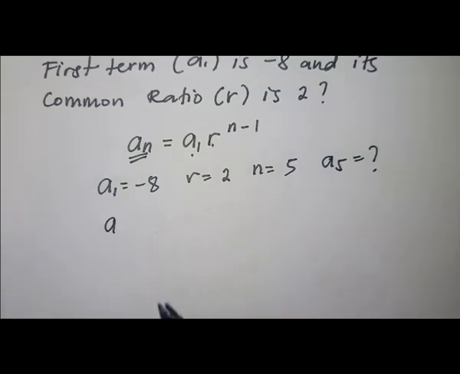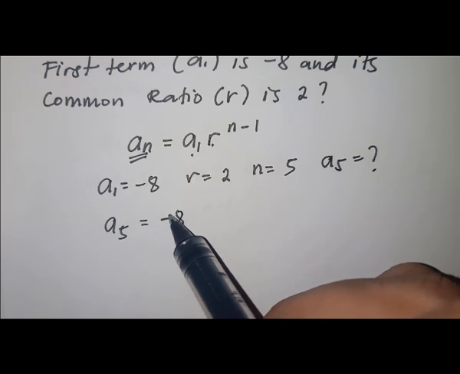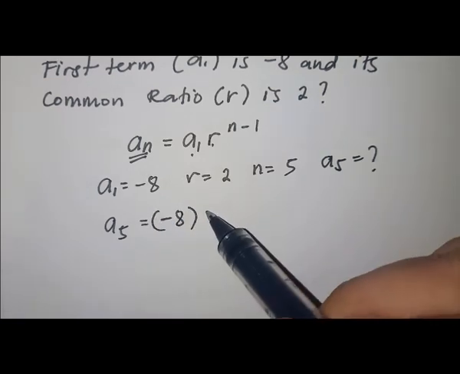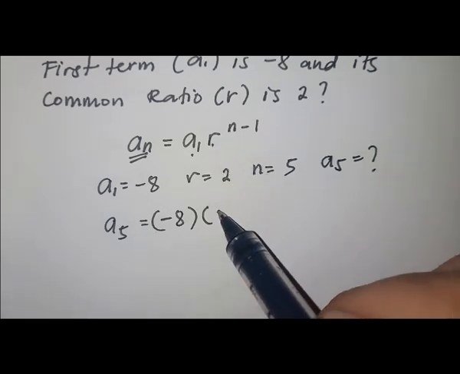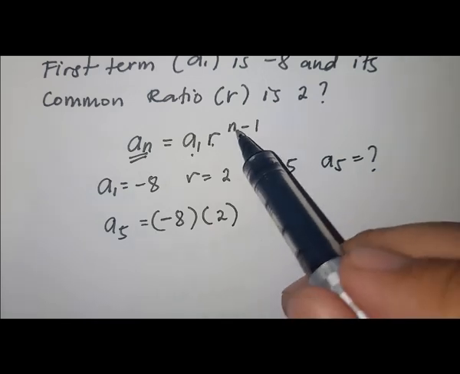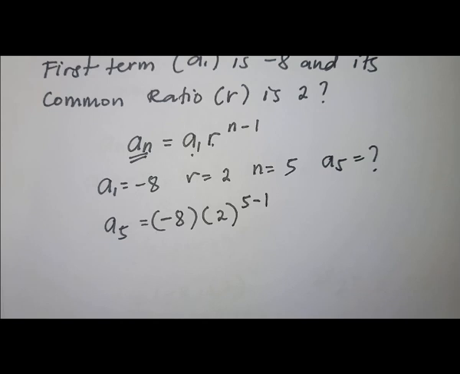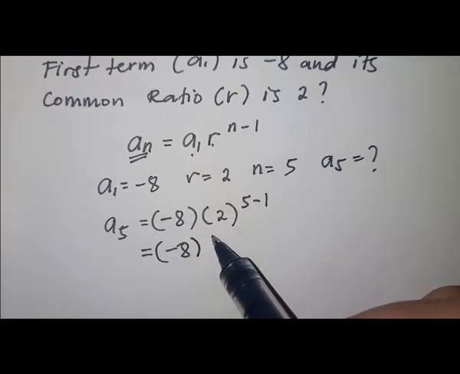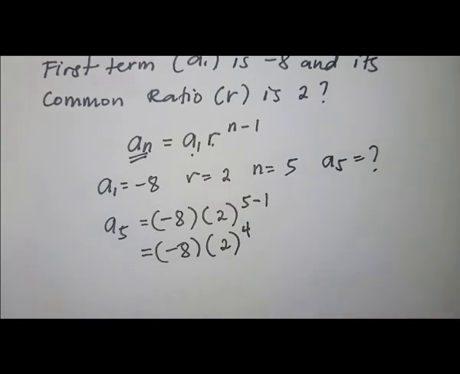So a sub 5 is equal to, yung value ng a sub 1 natin ay negative 8. Okay? Times, yung common ratio natin ay 2. Okay? Yung n natin ay 5. So, we have here 5 minus 1. So, unahin natin yung exponent. Subtract muna natin sila. So, meron tayo ngayong negative 8 times 2 raised to 4.